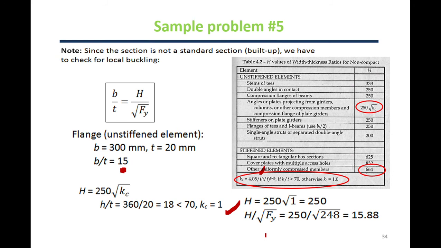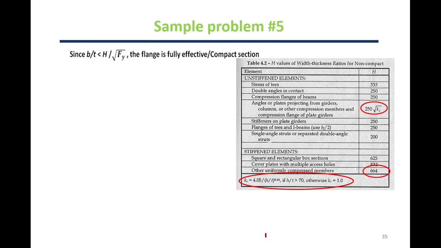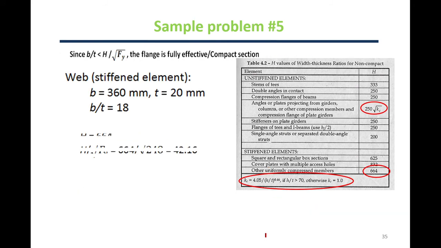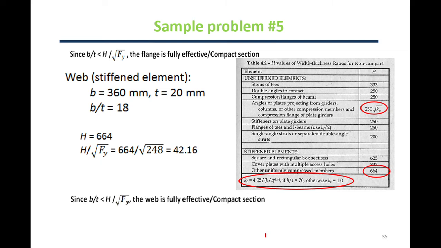So nakita mo yan, 15.88. So, value ng H over square root of Fy, we have 42.16. So, we have here local buckling will not occur, so we have no correction here.